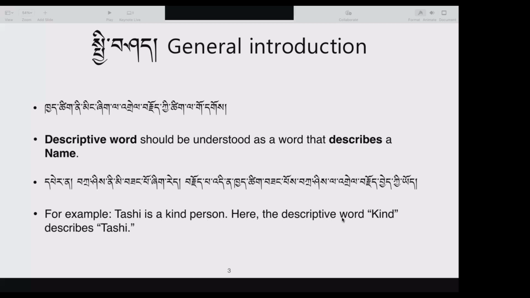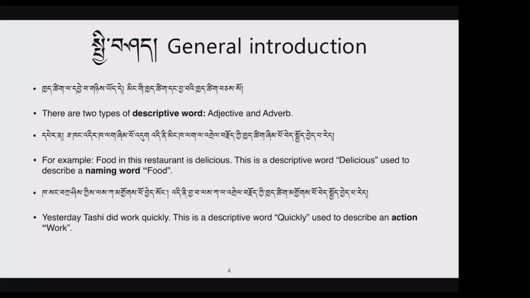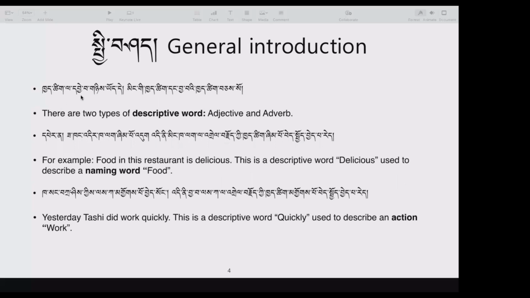Here the descriptive word kind describes Tashi, which in this case is a naming word. And so kind is an adjective. So it's a descriptive word that is describing a naming word, that is Tashi. So this is the function here. Laso kezi la yewa ni yue te mingi kezi tang chawe kezi jeso.